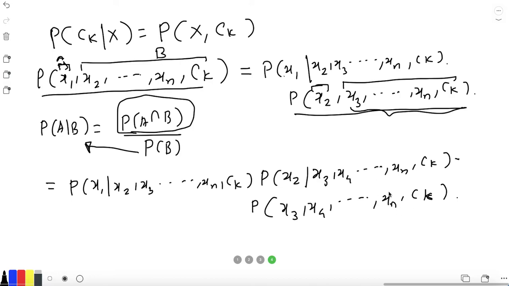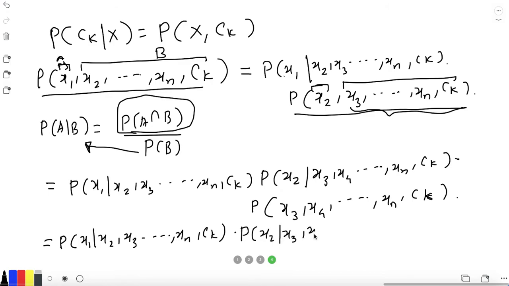So ultimately, if you go on expanding this term, what will you have? Let me write here: probability of x1 given x2, x3 up to xn, comma ck, into probability of x2 given x3, x4 up to xn, comma ck.